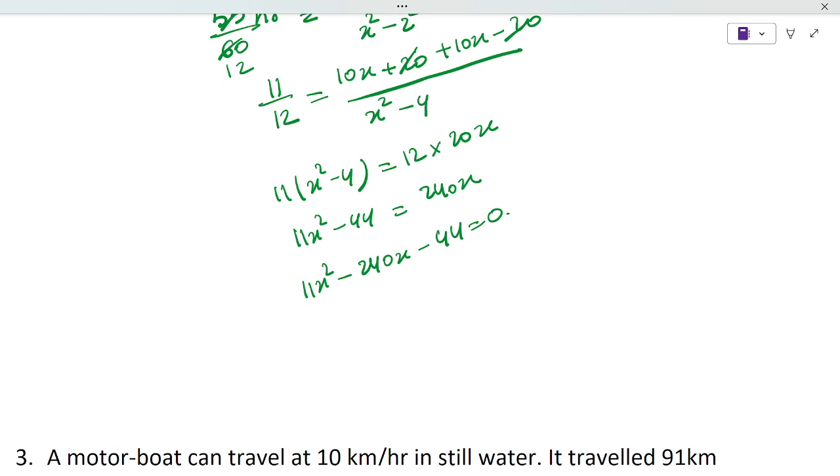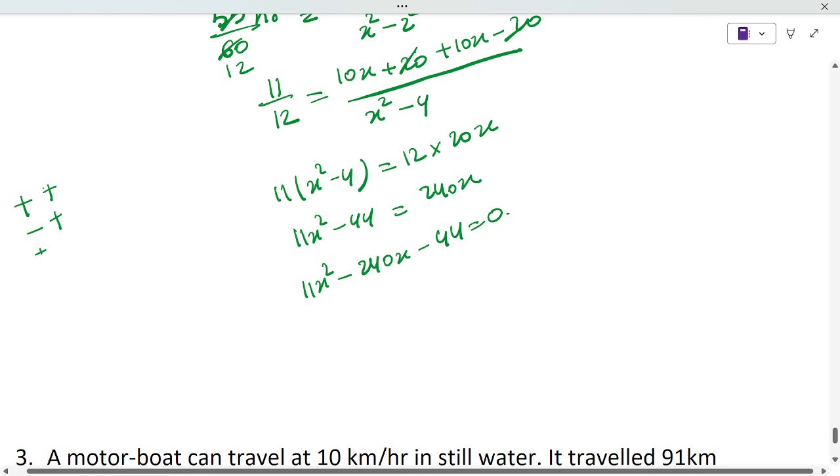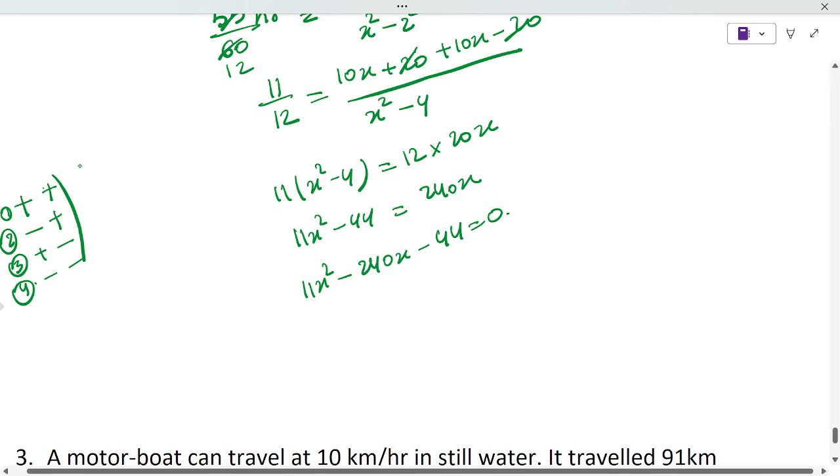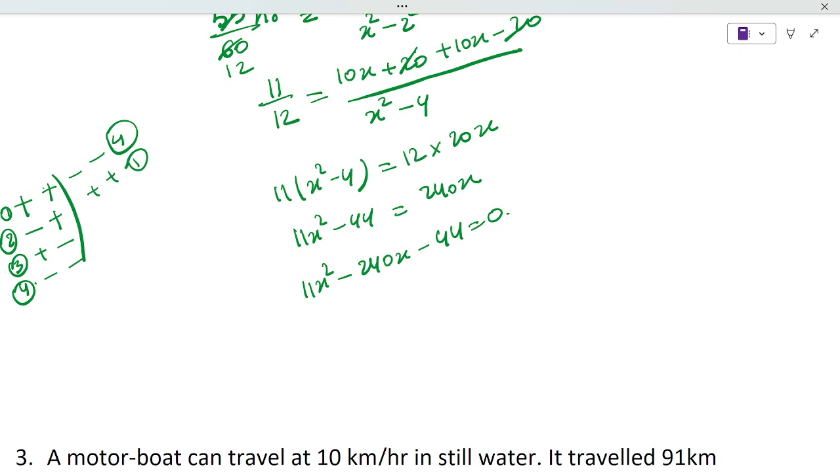Now you can do this with the help of splitting the middle term. But again, let me show you one trick. Whenever you come across plus plus, minus plus, plus minus, minus minus, this is 1, this is 2, this is 3, this is 4. That means minus minus is 4, plus plus is 1, minus plus is 2, and plus minus is 3. That's how you convert it.